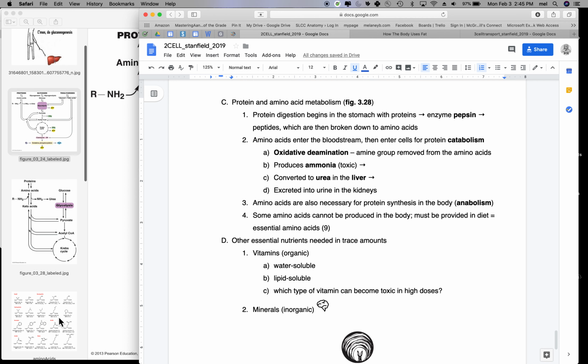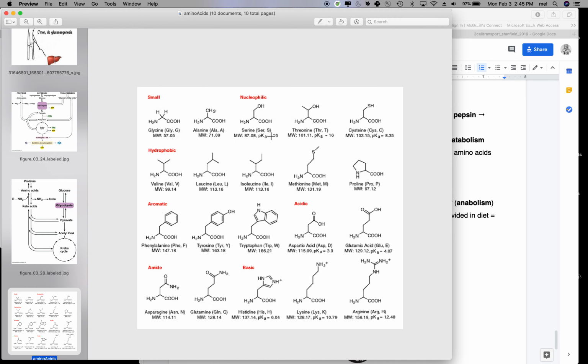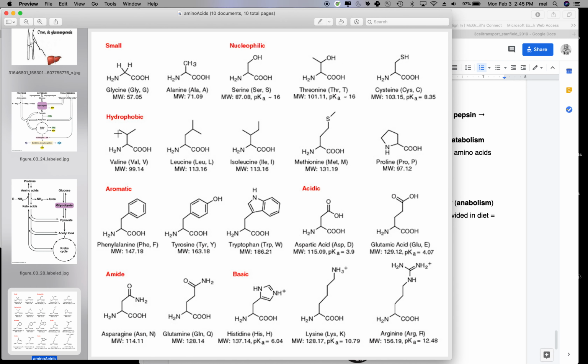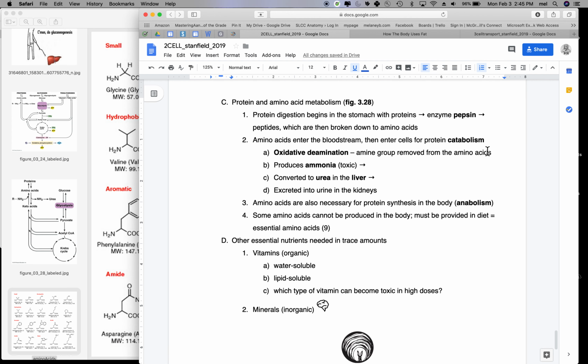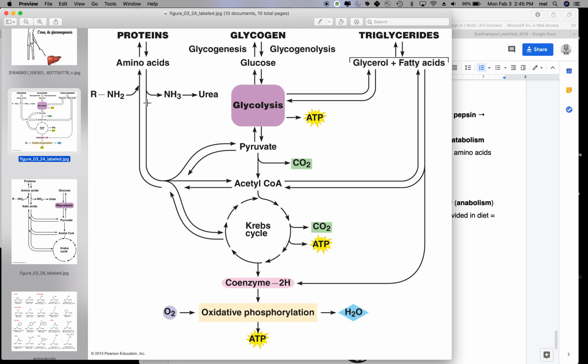And so what you have to do is break it down to these, the 20 amino acids. You have mechanisms of absorption that we'll talk about for each of these. And then the amino acids are going to enter the bloodstream. And then you can use them either for catabolic processes, like breaking down an amino acid, or if there are extras, you can use them for anabolic processes.